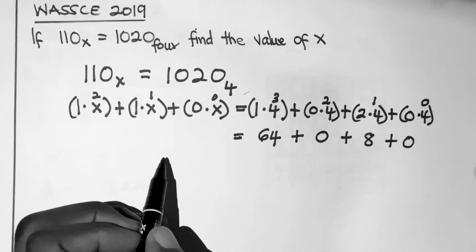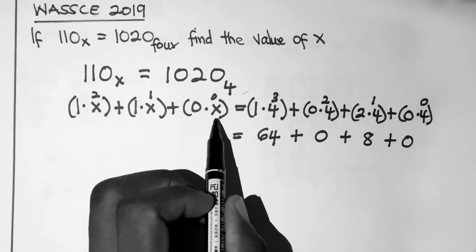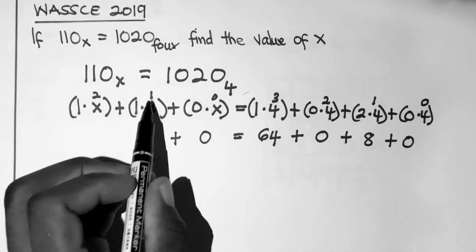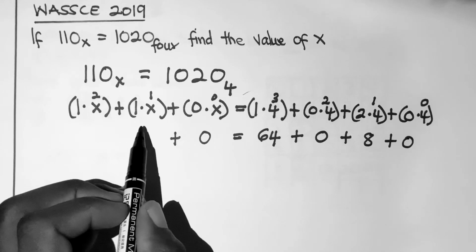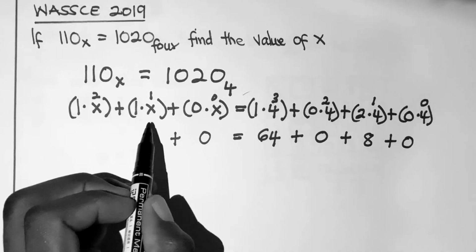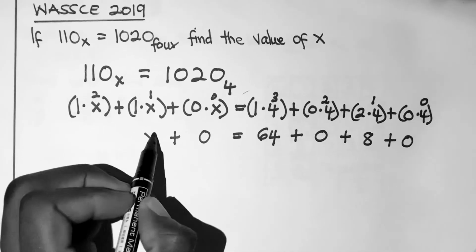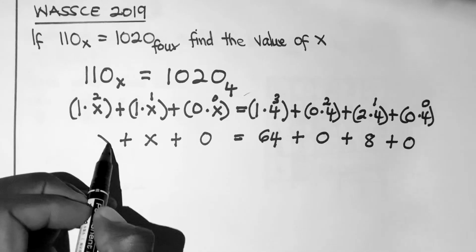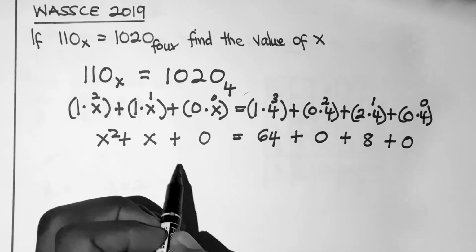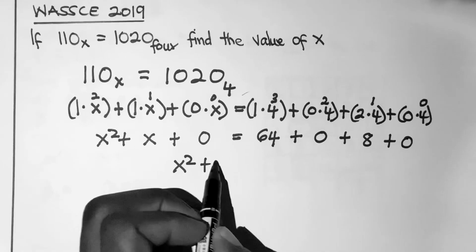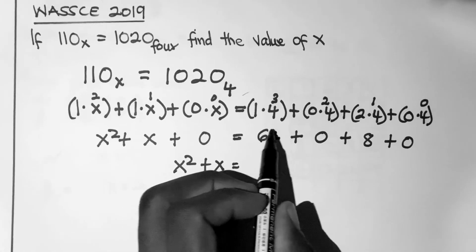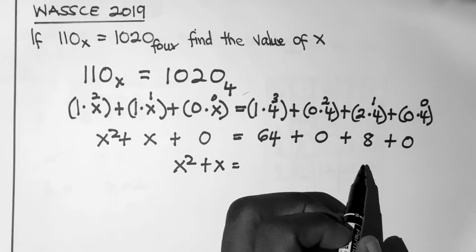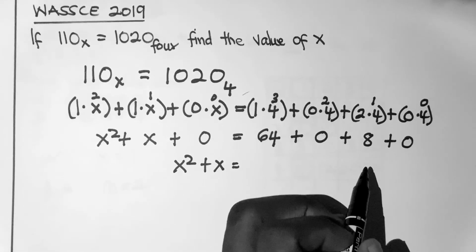This is equal to x exponent 0 is 1. 1 times 0 is 0. And plus x exponent 1, sorry, x exponent 1 is x. x times 1 is x. Then plus x exponent 2 is x squared. x squared times 1 is still x squared. So we will now have x squared plus x equals 64 plus 0 is 64. And plus 8 will give us 72.